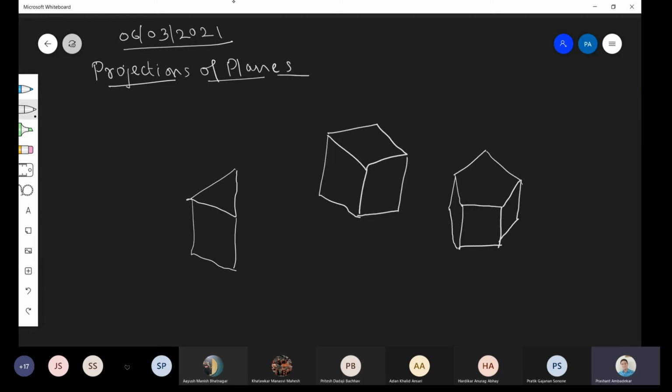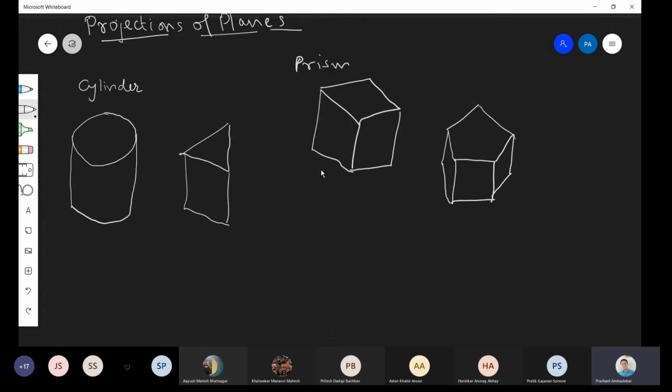It can also have a circular shape like this, and then we call this a cylinder. Now these solids, if they are triangular, pentagonal, or hexagonal in shape, are called prisms. And there are a few more solids similar to these, which are called pyramids. And if the base is a circle, then it is called a cone.